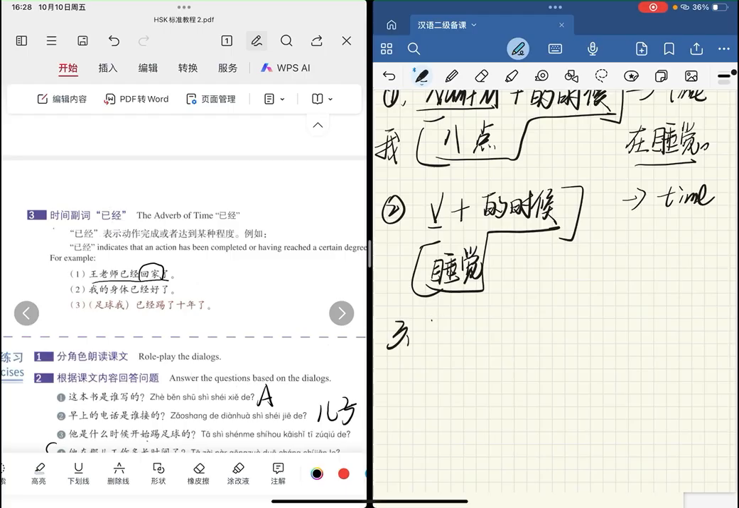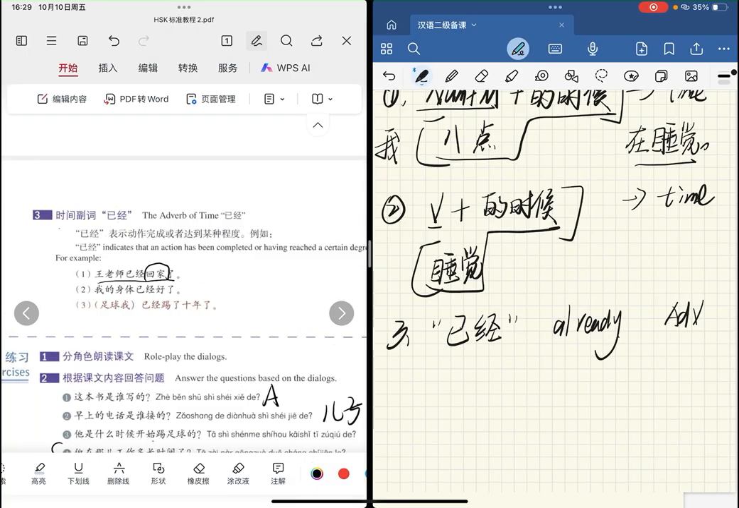So next one, the adverb of time 已经, which means already. So it's an adverb, right? For the position, we put the adverb before the verb. 已经 indicates that an action has been completed or has reached a certain degree. So for example, 我已经睡觉了。I have already gone to bed.